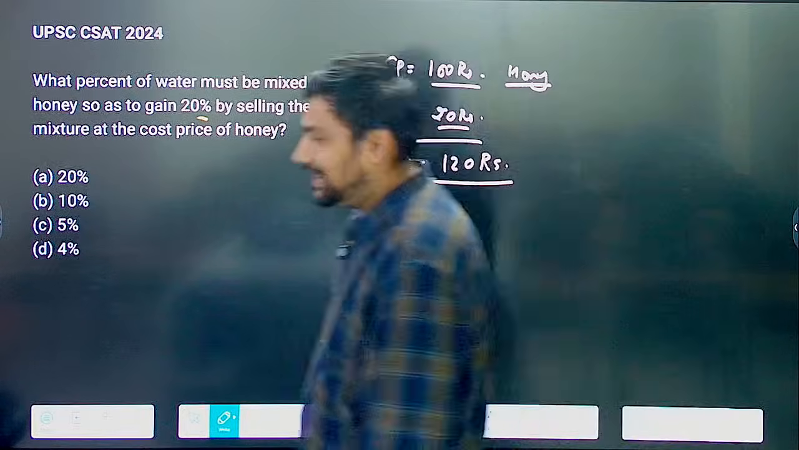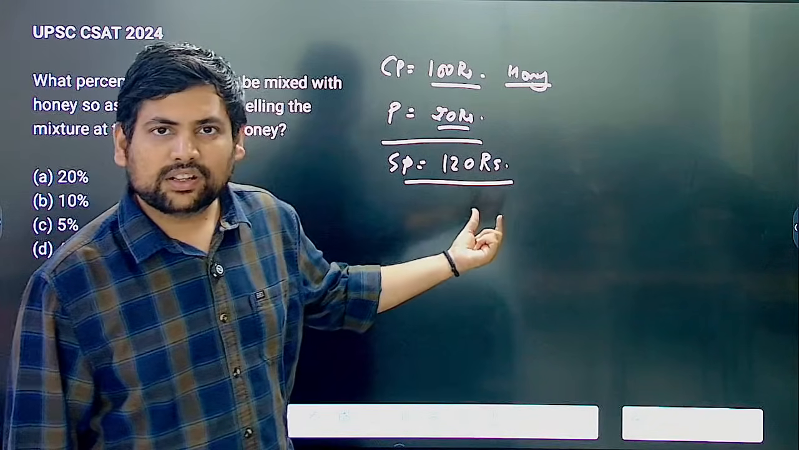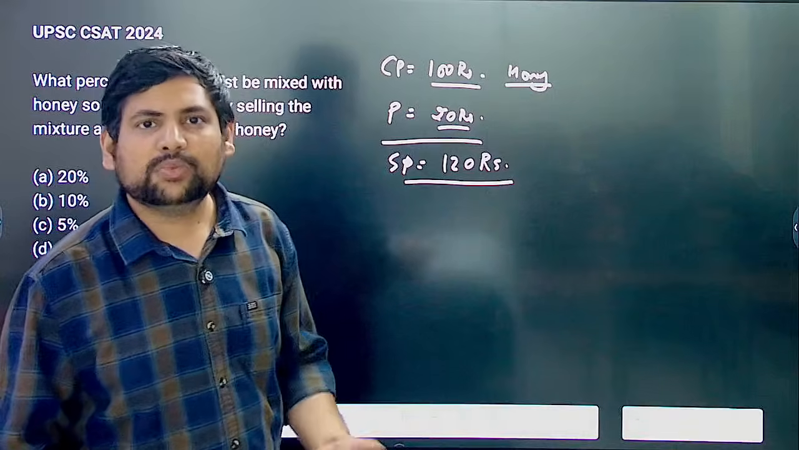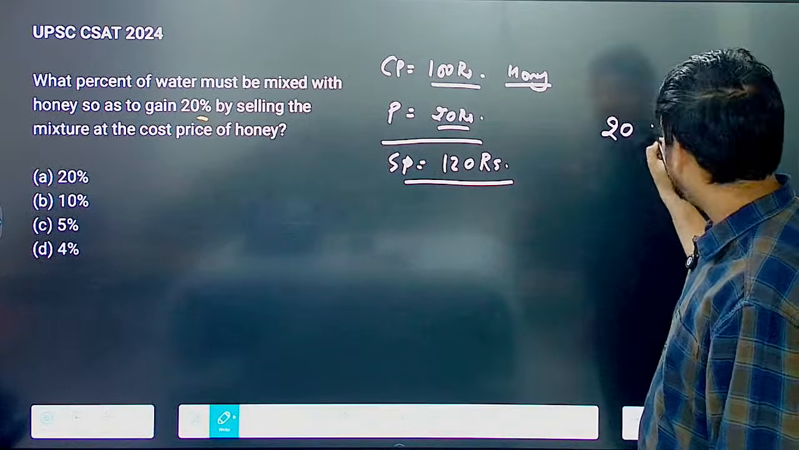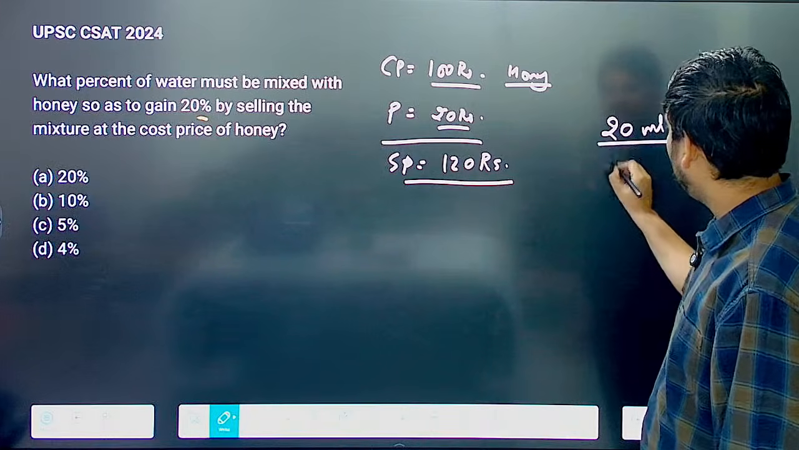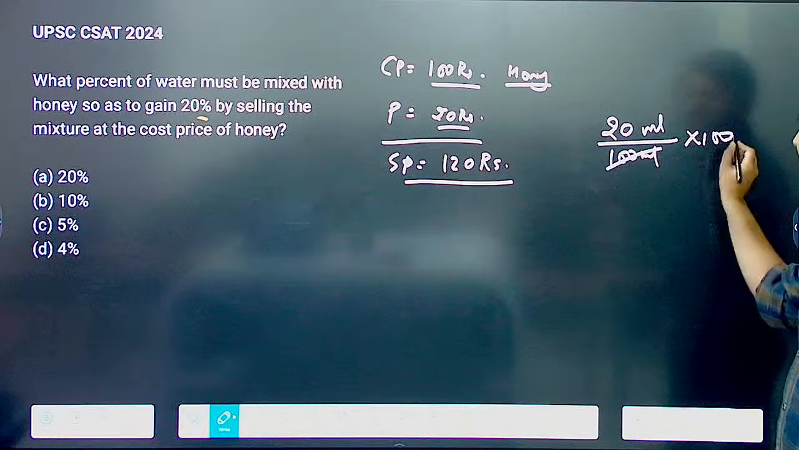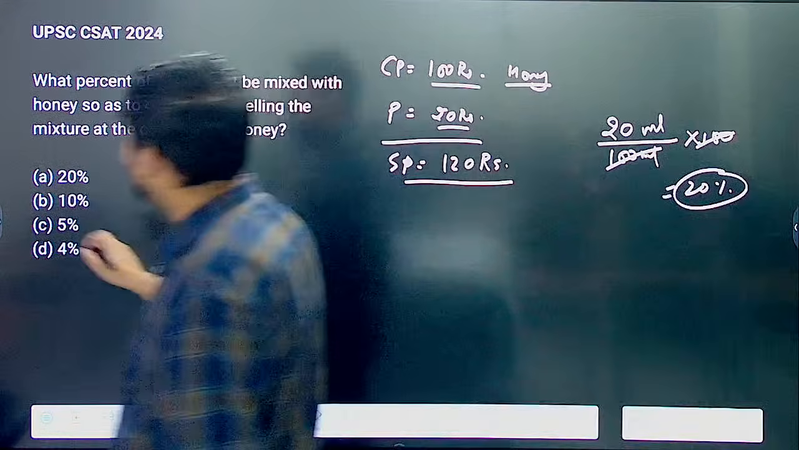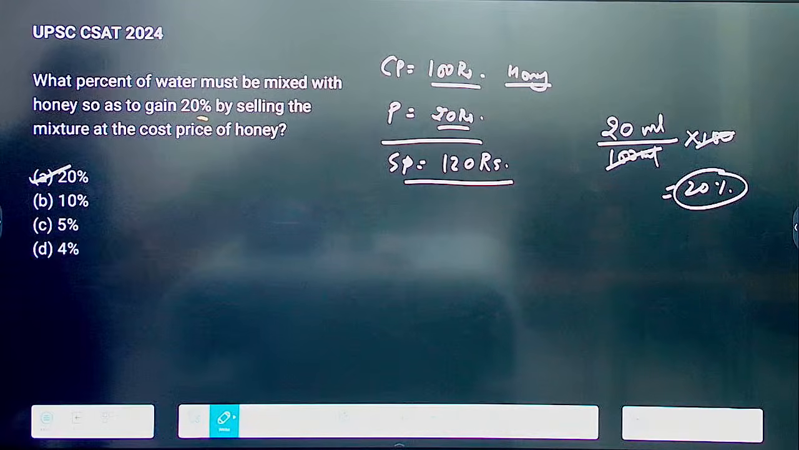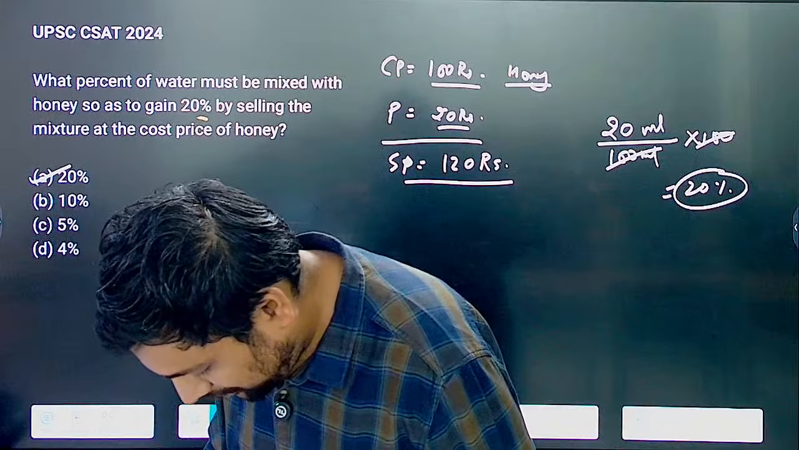Now why did he gain this 20 rupees profit? Because of adding water. So how much water should he add? 20. For example, if it is in ml, then 20 ml in 100 ml is what he should be adding. What percent does this become? Of course, this becomes 20%. All this solving also I am doing for you. Otherwise, you can just see and tell. Yes, everybody could see and tell.